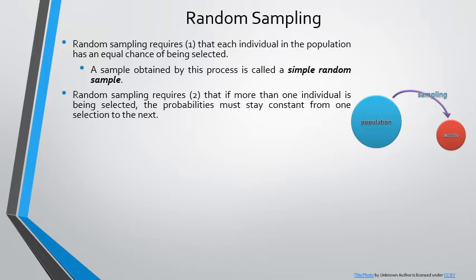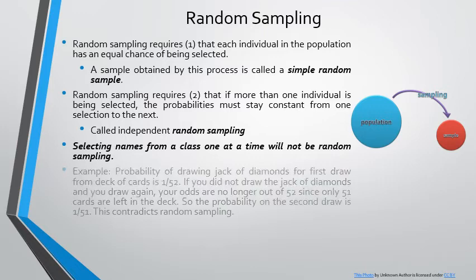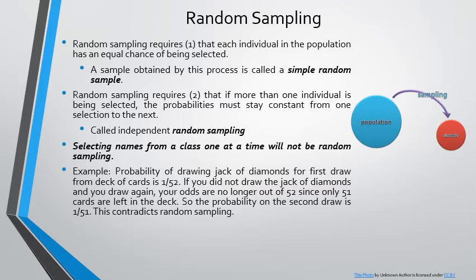This is really big. This is hard for people to understand. This is called independent random sampling, and we typically just call it random sampling. These are the two rules for random sampling. So selecting names from a class one at a time will not be random sampling because everybody's name doesn't go back into the pot to be selected a second time. For random sampling, you have to go back into the pot.